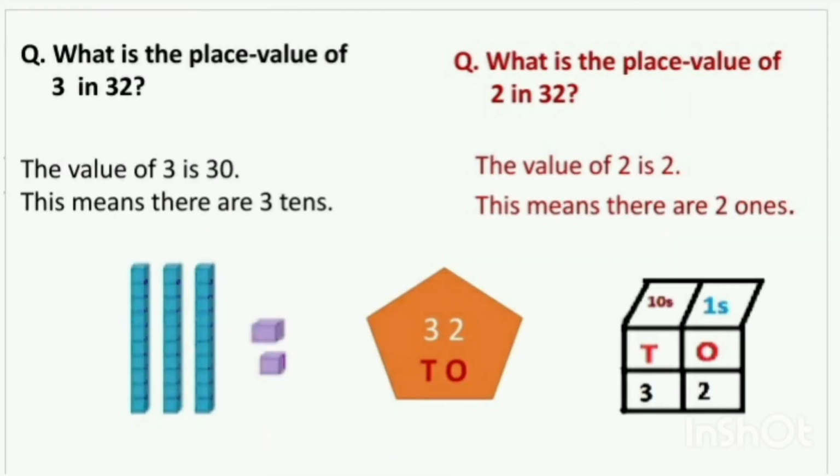Now try to answer this question. What is the place value of 3 in 32 and what is the place value of 2 in 32? Now see the bottom picture, 32 is shown. You can see that 2 is in ones place and 3 is in tens place. So what is the place value of 3, as it is in tens place? Its place value will be 3 tens, that is 30. Fine. And 2 is in ones place, so the place value of 2 will be 2 ones, or you can say 2.